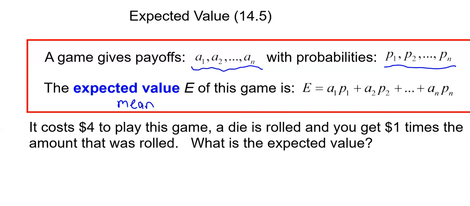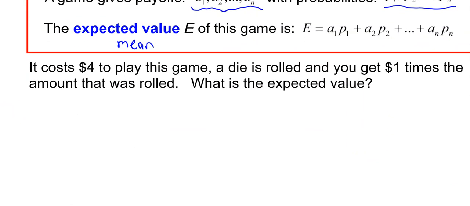So let's talk about this first one. What I like to do is set up a table when I read a problem. Let's just read it. It costs $4 to play the game. A die is rolled. You get $1 times the amount rolled. What is the expected value? Right away, you're rolling a die, so it looks like there's going to be 6 possible outcomes here.